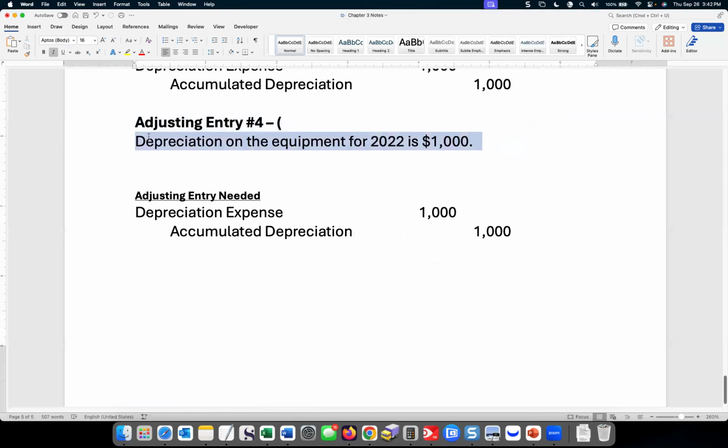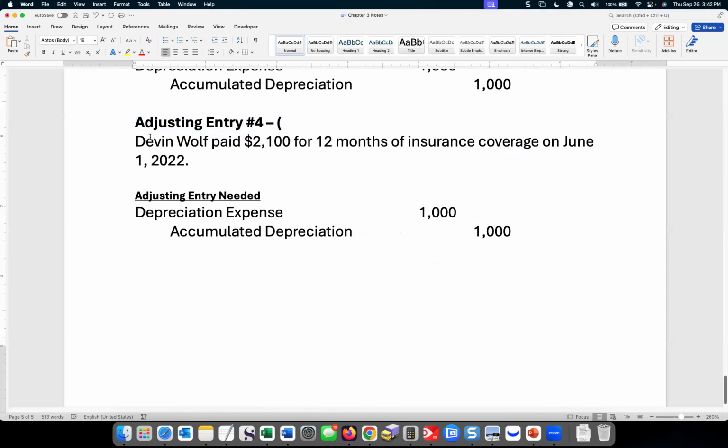So the next one: Devin Wolf paid $2,100 for 12 months of insurance coverage on June 1st. So it looks like he or she paid up front for insurance. Now, when the insurance is paid up front, it goes on the books as a what? Do you remember?